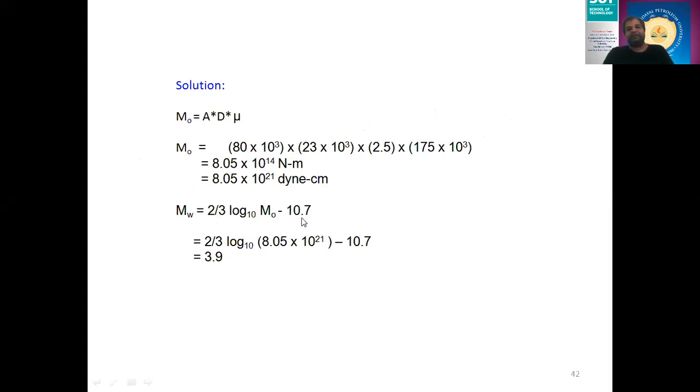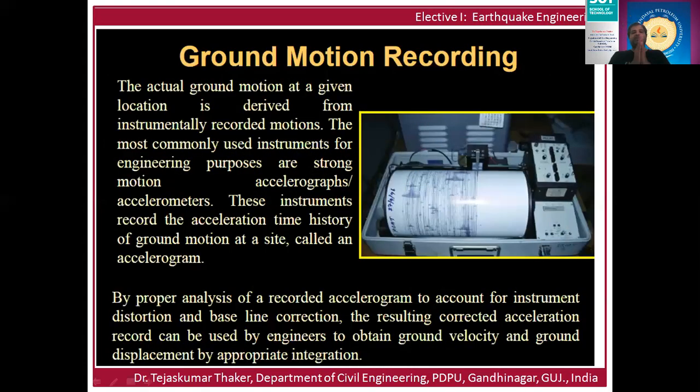And then you use this simple equation, what we have seen earlier, and put the value of M0, you can easily calculate the value of MW. So this way, you can use this equation. Now, I will also touch upon several ground motion recording equipments.